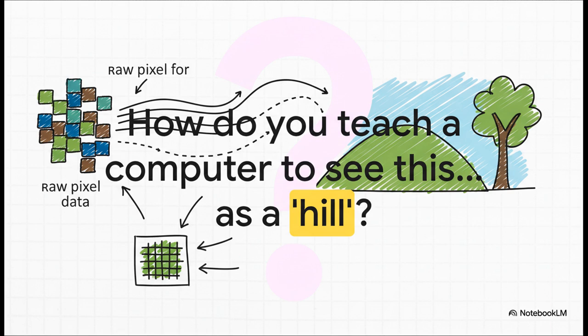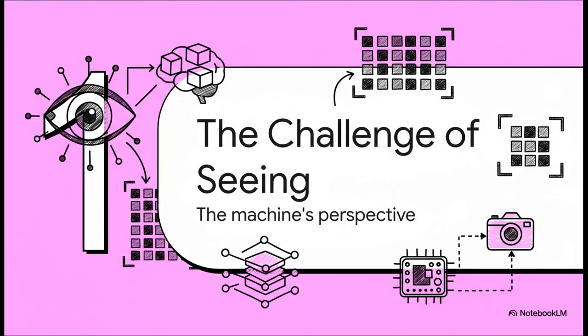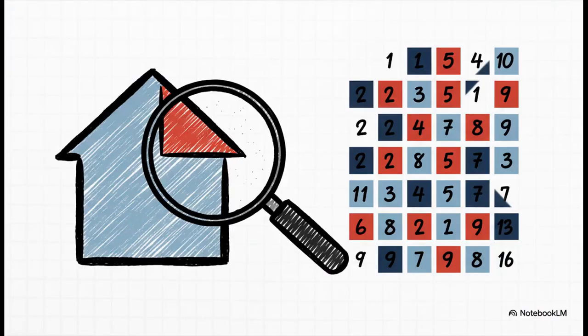How in the world do you teach a machine to look at a bunch of raw numbers, just pixels, and see something meaningful, like a hill? So to really get how we solved this, we've got to put ourselves in the computer's shoes, so to speak. We need to understand what it's actually looking at. See, for a machine, there are no objects. There's zero context. An image is just a giant grid of numbers. That's it. Every single pixel is just a value that says, hey, I'm this bright and this color. And that's all the computer has to go on.